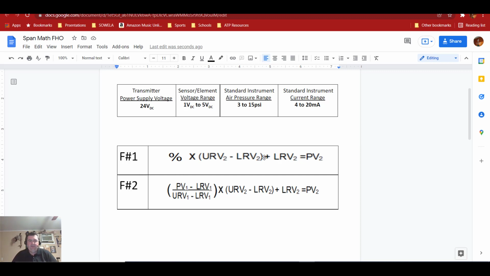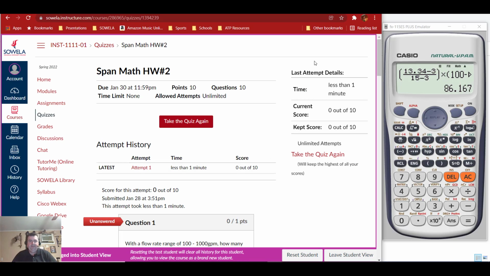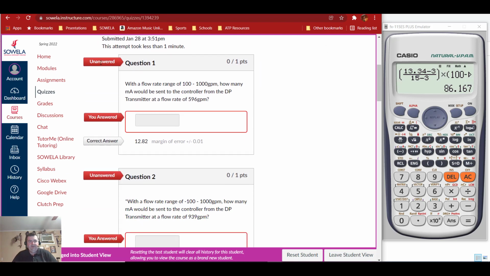I'll also be using these two Span Math formulas. Formula number 1 we will use if we are given a percentage, and formula number 2 we will use in all other circumstances. Here we see the assignment in Canvas. I did a preview of the assignment and just submitted it without answering any of the other questions. So you'll see here that it says unanswered, and you'll see the correct answer below, and I will show you how to calculate these answers.